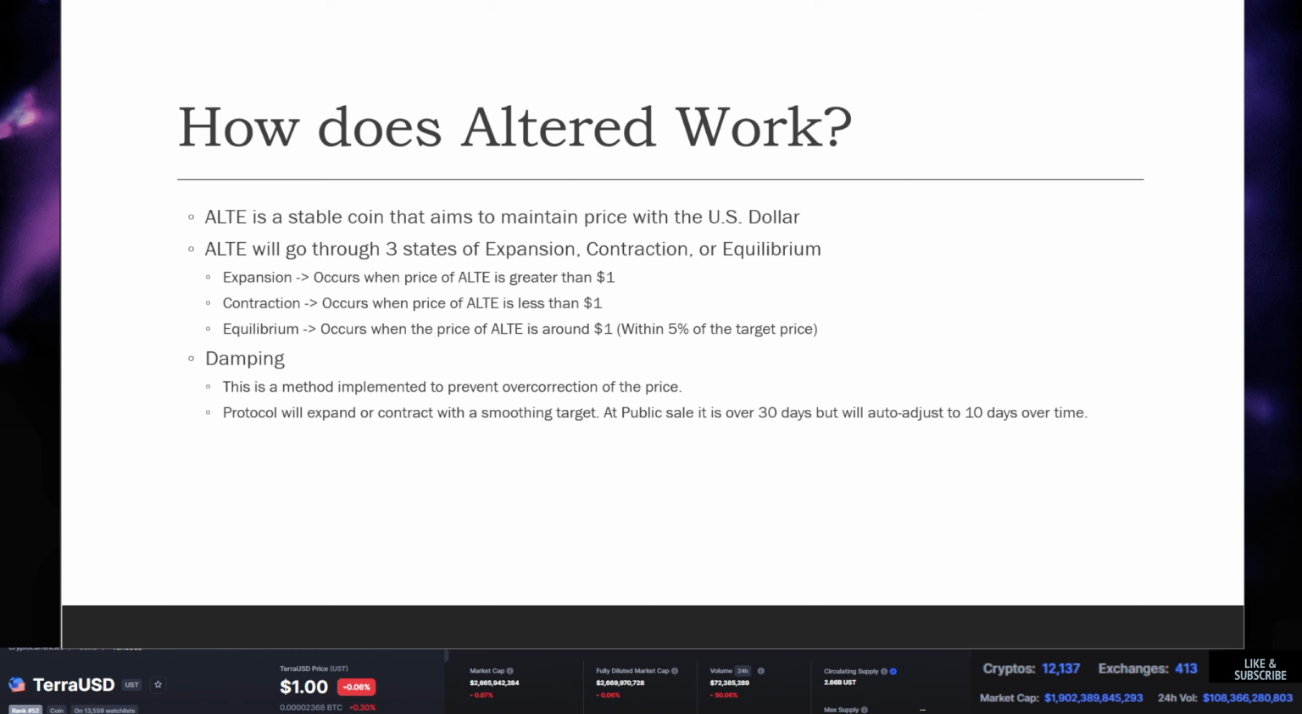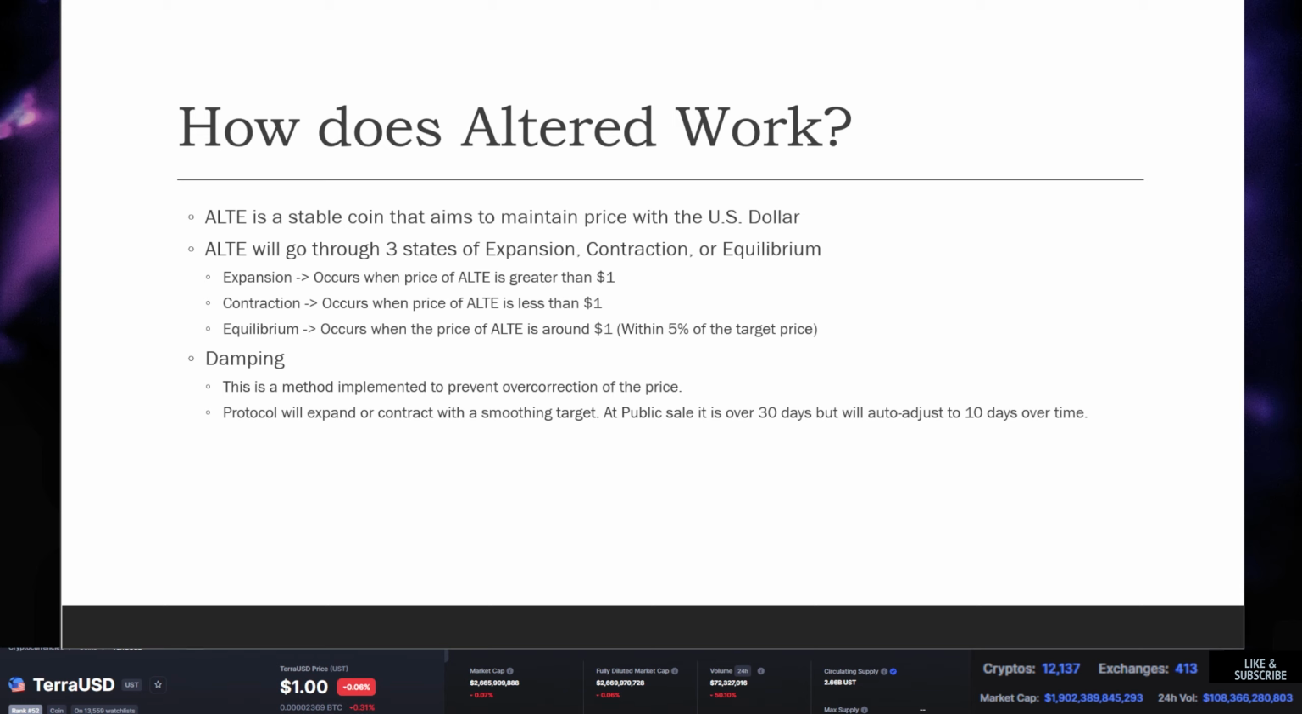So let's say there's 1 million tokens and it contracts to 900,000. Well, now your number of tokens is going to go down. So let's say you're holding 1% of the supply at 1 million tokens. Well, at 900,000 tokens, you're still going to hold that same percentage of supply, but now you are holding fewer tokens, as the price in theory will be going up. And equilibrium is pretty much, it stays the same when the price is within about $1.